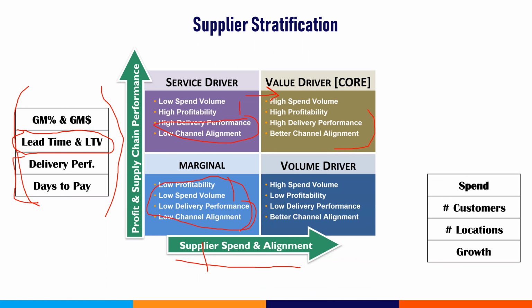The last category is the most challenging one. Here it's a volume driver, meaning that this is high volume, very similar to the core, but their profitability and performance is very, very low. So these are the suppliers very difficult to communicate with because they are high volume, they may have more leverage, but they don't know about their performance.